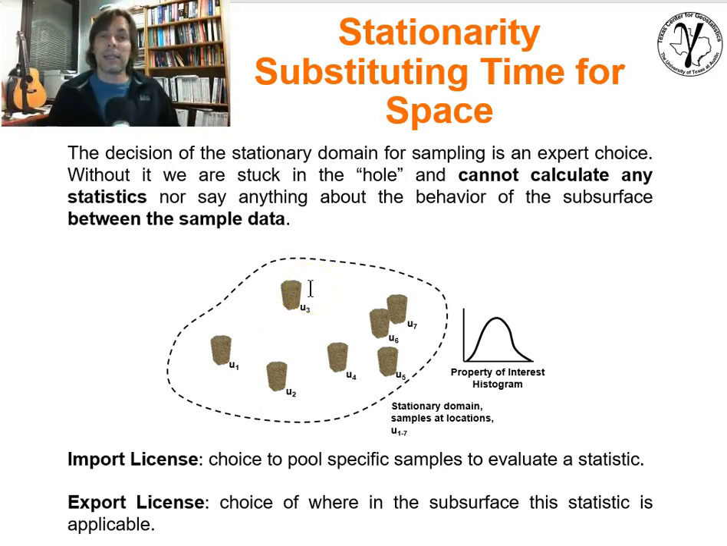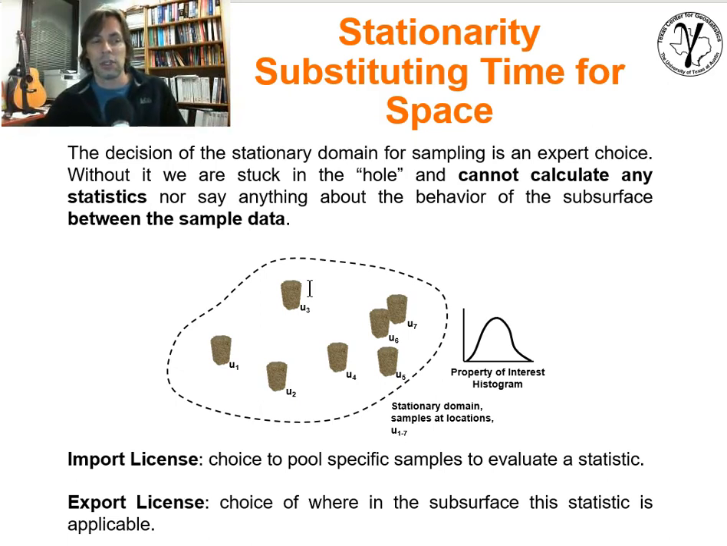You can't calculate any statistics. You can't make any predictions about the behavior of the subsurface between the samples, away from the samples, and so forth. You are very much stuck. So we can't get away from it. We're going to have to make a decision of stationarity, but don't worry, it'll be fine. So let's talk about some multiple components to try to clarify further this decision of stationarity. First, we have what I would deem as an import license.